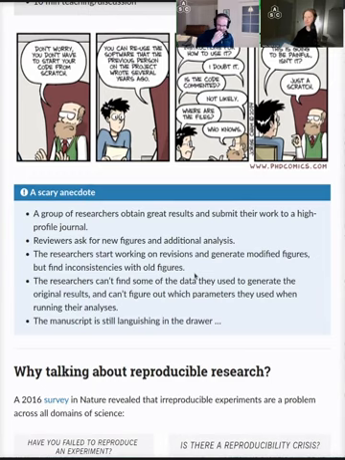And while that's bad, there's also the problem in this anecdote where a group of researchers have obtained great results and submitted their work to a high-profile journal. The reviewers ask for a few more figures and some additional analysis, which is actually quite common. The researchers start working on those revisions, generate modified figures, but find inconsistencies with their old figures. And then the problems start because the researchers can't find some of the data they used to generate the original results, and they can't figure out which parameters they used when running their original analysis. And that manuscript is likely to just end up in a drawer and never really be published because they don't know what they actually did.